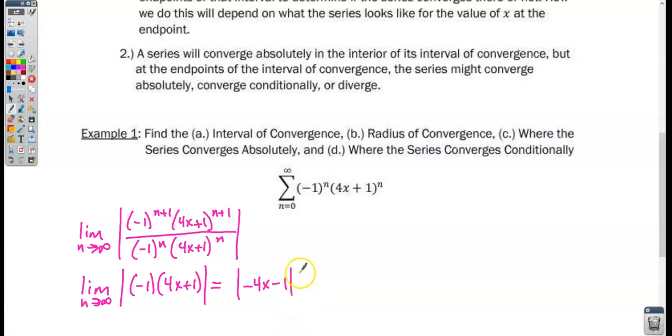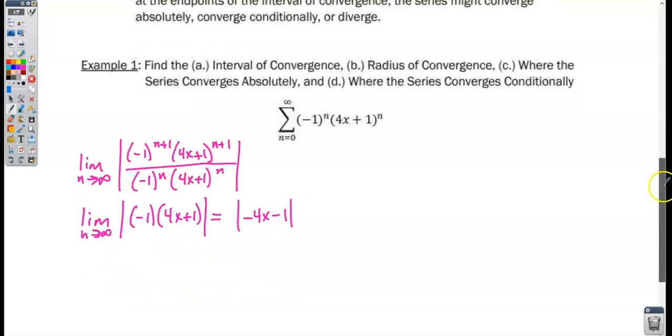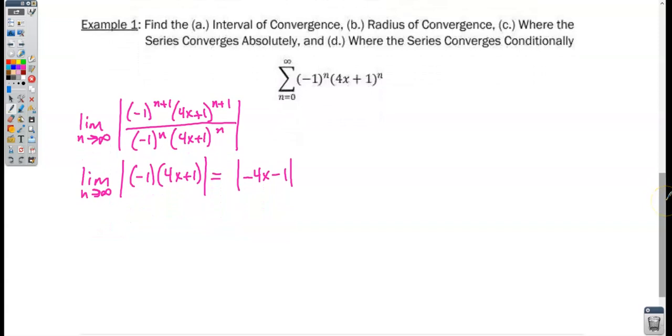In order for this to converge, since this is a variable expression, it's not equal to 0, it's not infinite. There are going to be values of x that make this less than 1, and other values of x that do not. It didn't come out to 0, and it didn't come out to infinity when we ran our ratio test. So we've got the finite interval of convergence in this particular example. So we're going to go ahead and set that so that this is less than 1.